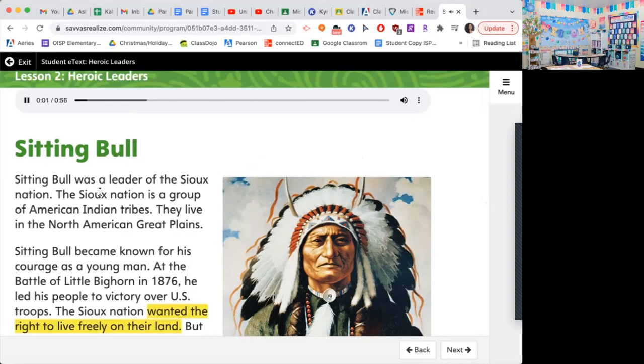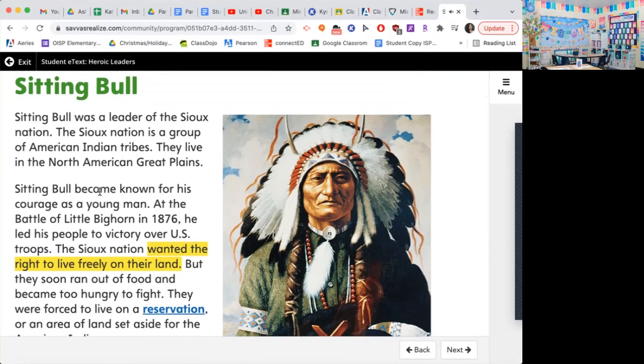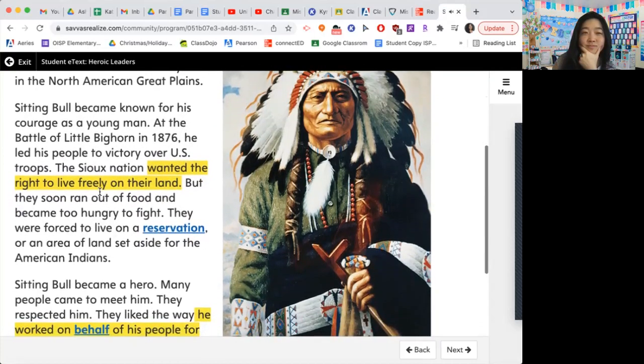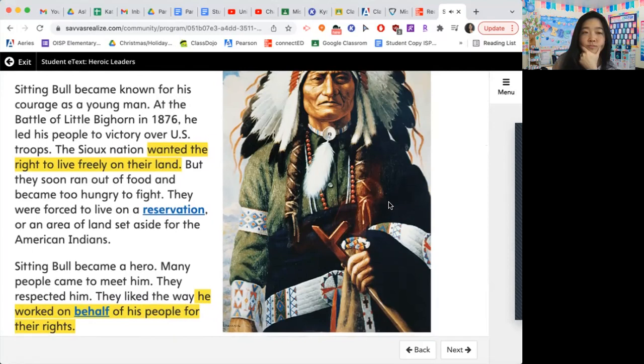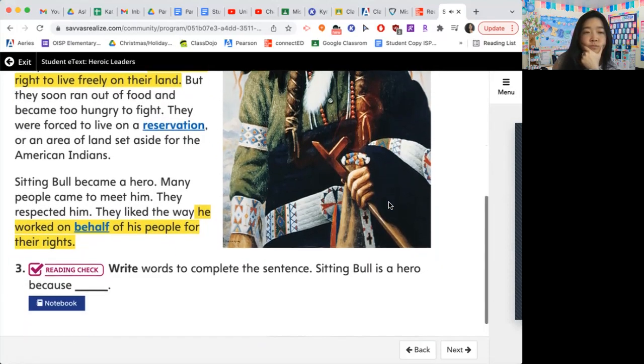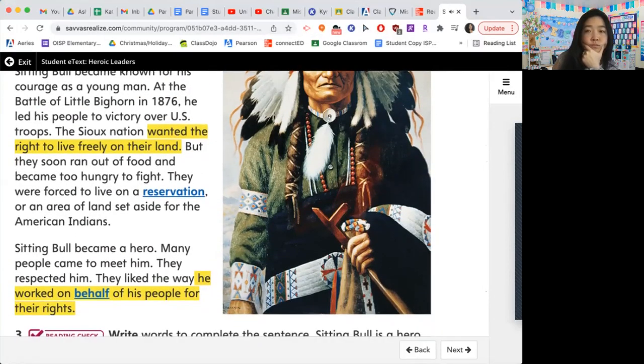Sitting Bull. Sitting Bull was a leader of the Sioux Nation. The Sioux Nation is a group of American Indian tribes. They live in the North American Great Plains. Sitting Bull became known for his courage as a young man. At the Battle of Little Bighorn in 1876, he led his people to victory over U.S. troops. The Sioux Nation wanted the right to live freely on their land. But they soon ran out of food and became too hungry to fight. They were forced to live on a reservation, or an area of land set aside for the American Indians.